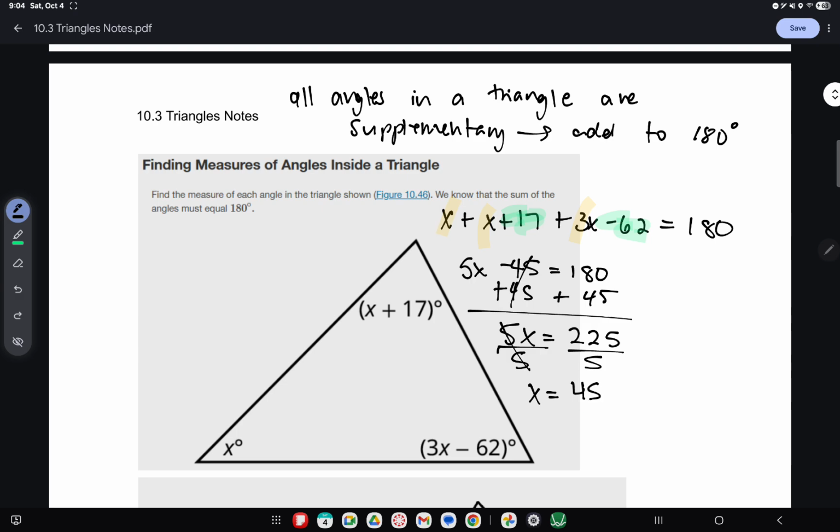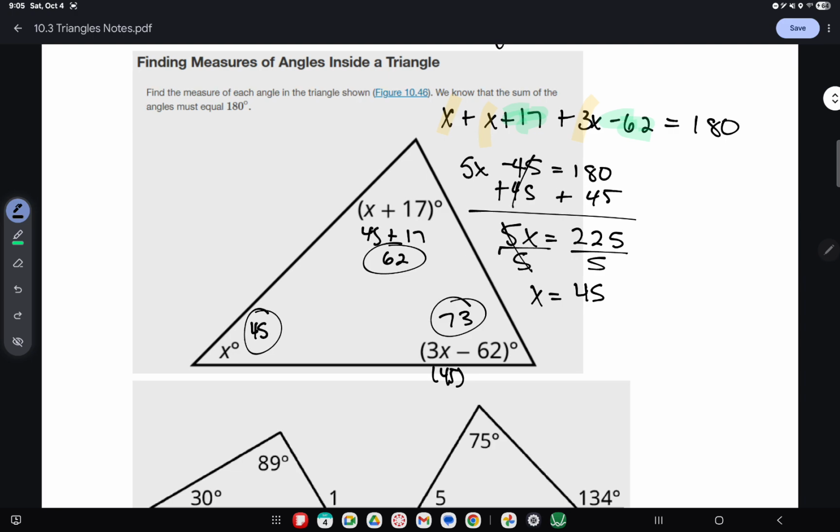Now I can find all the angle measures. This one's the easiest. It's just what x is, which is 45. This one is 45 plus 17, which is 62. And for this one I have to do 3 times 45 first, and then subtract 62, so I get 73. Then we can double check that 45 plus 62 plus 73 equals 180. And it does. So then we're done.